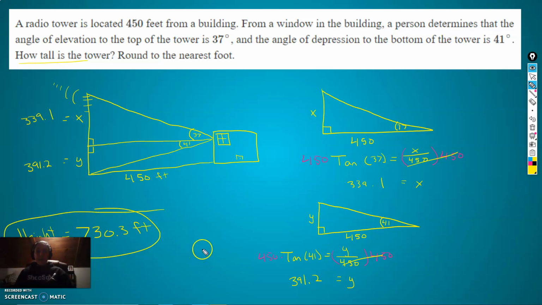And we're done. So the new thing: angle of elevation, angle of depression. If you look straight out, your angle is 0. Getting two right triangles, knowing what we know about right triangles to help us solve for sides of right triangles, and combining these two things to get the height of a radio tower.